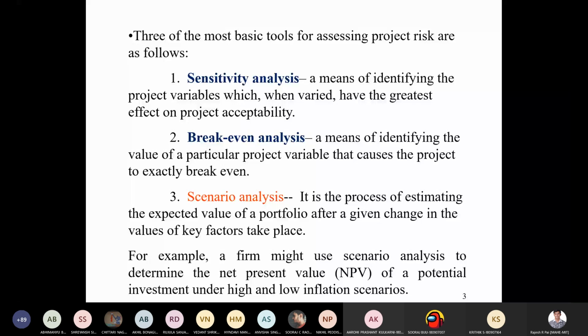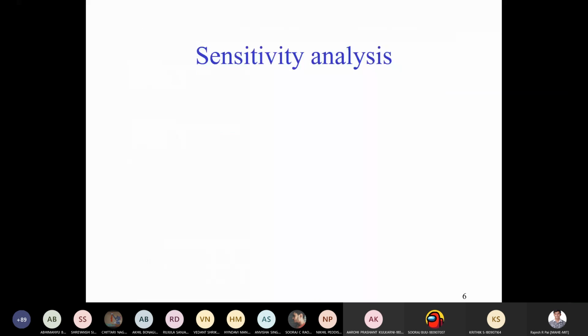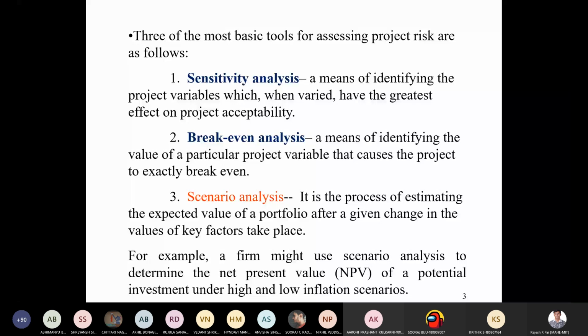Okay, so this is what I have to show for this particular class. Any doubts here, students? This is the basic introduction about risk and uncertainty. Any doubt here?